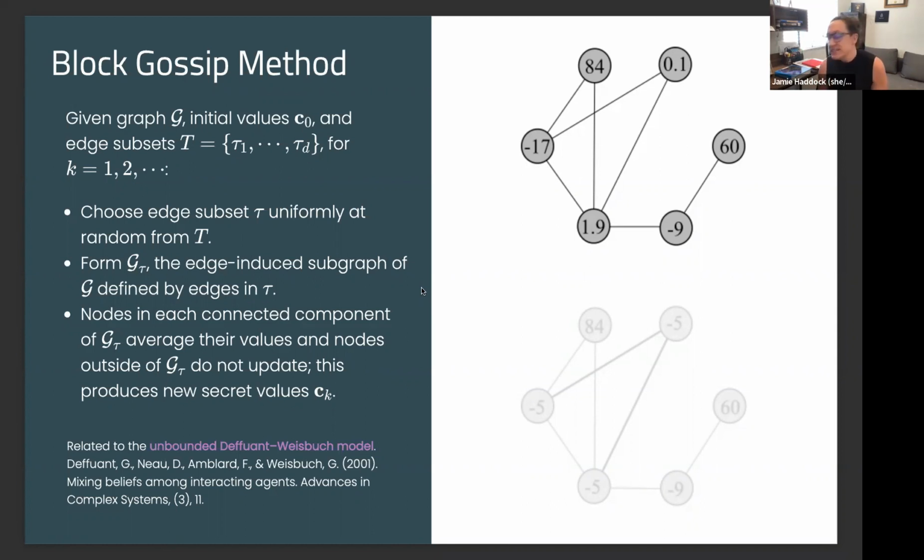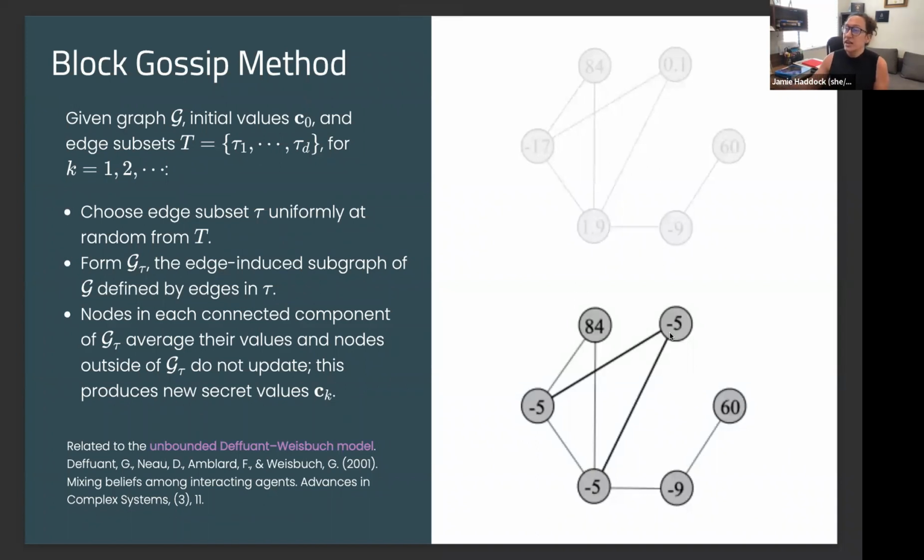Okay, so here is an example of one iteration of this method. In this iteration, the edges connecting negative 17 and 0.1 and 0.1 and 1.9 are activated. The induced subgraph is then that path on those three nodes. And after averaging, we've got negative 17 plus 0.1 plus 1.9, that's negative 15. They all end up with the secret value at the first time step of negative 5. And all of the nodes that were outside of that induced subgraph haven't changed. Their values remain the same.